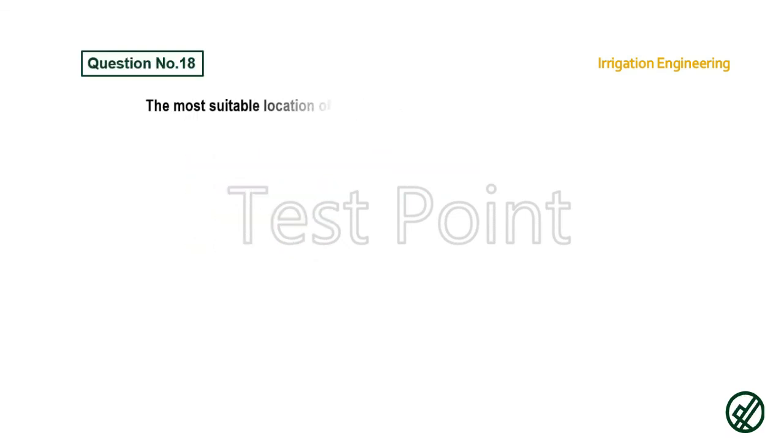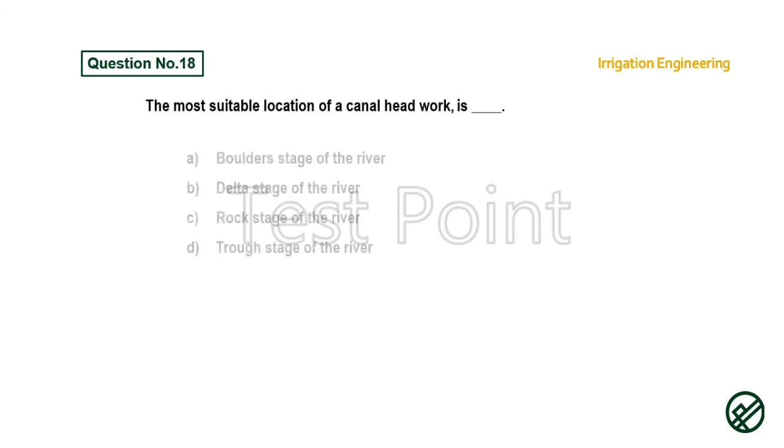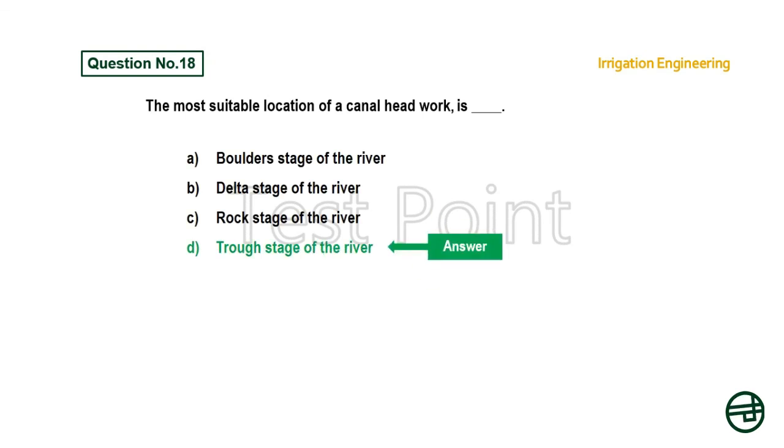Question number 18. The most suitable location of a canal head work is: Option A, boulders stage of the river. Option B, delta stage of the river. Option C, rock stage of the river. Option D, trough stage of the river. Answer is option D, trough stage of the river.